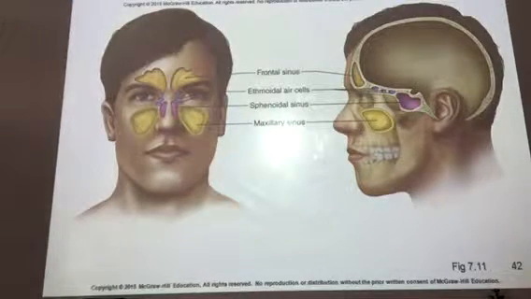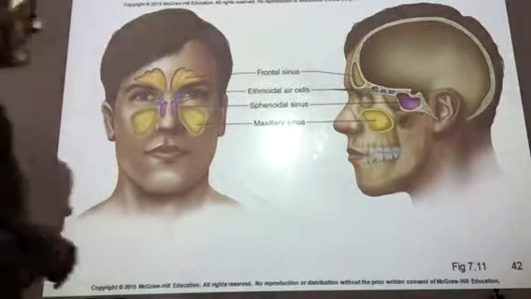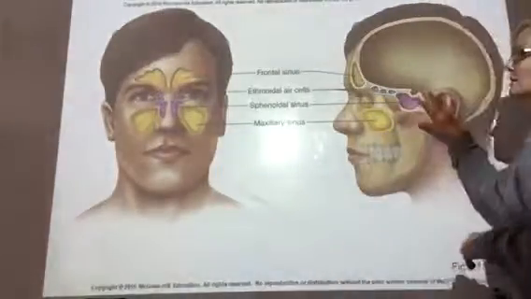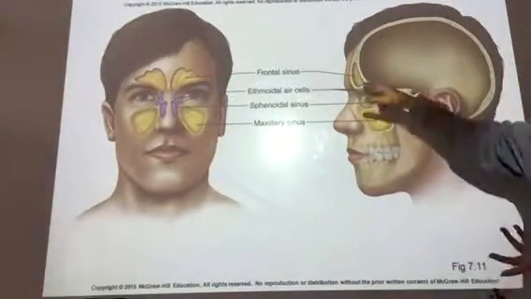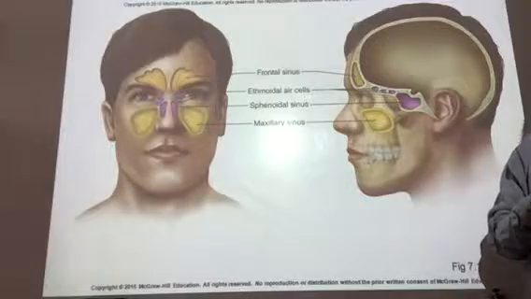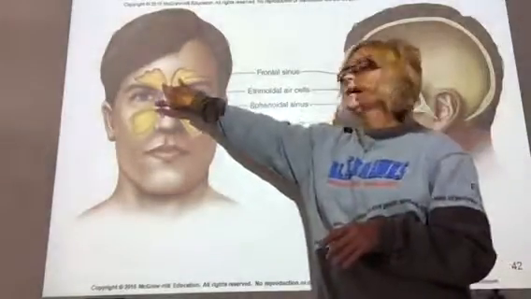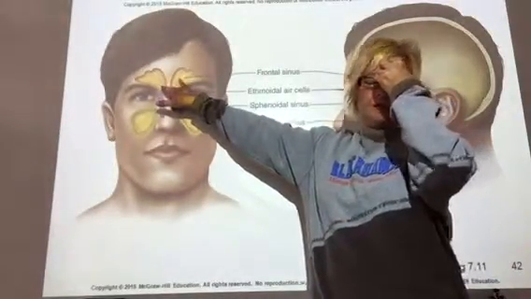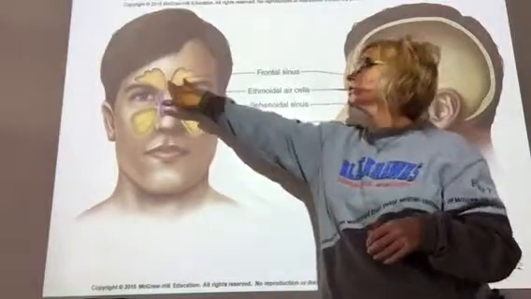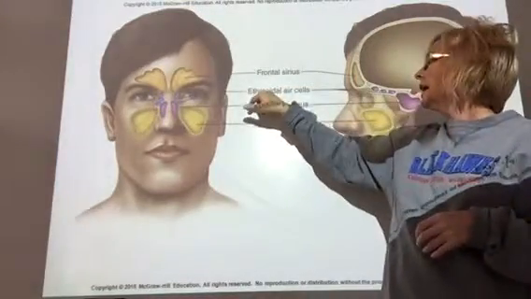So here are your sinuses, and I really probably kind of like this diagram a little bit better to see where they're actually at inside of your bones. So frontal sinus, I think of sinus headache right in the middle of your forehead. So those are your frontal sinuses.